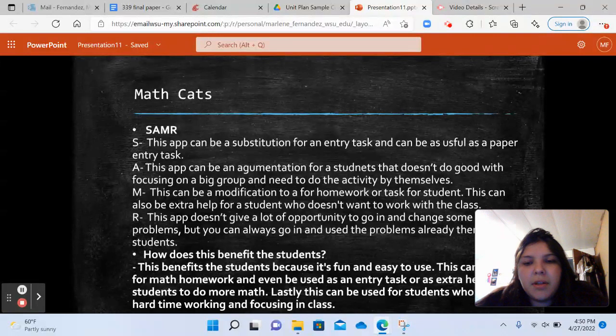This app can give the opportunity to have a little bit more challenge. There are a lot of different levels. Once you answer one, it gives you the opportunity to go on to the next level. So students who finish early can go back and do this too.